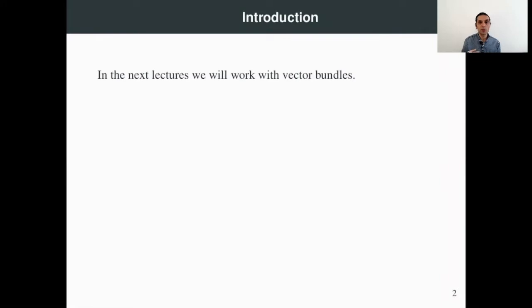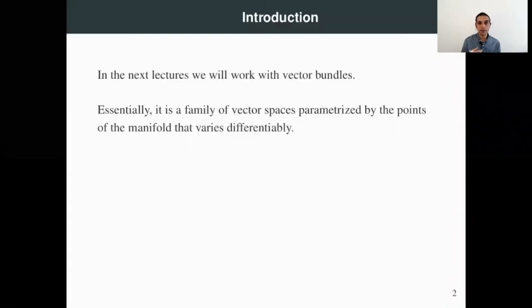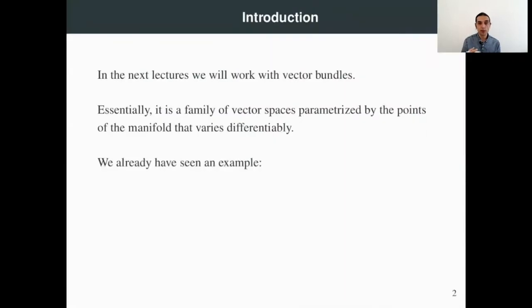In the next lectures, we will work with vector bundles. Essentially, a vector bundle is a family of vector spaces that is parameterized by the points of a manifold, and a family that varies differentiably. We already have seen an example, even if we didn't know at that point what a vector bundle is, and the example is just the tangent space of a manifold. This tangent manifold was the disjoint union of the tangent spaces of M at every one of its points, and these tangent spaces of M at x are all vector spaces whose dimension is equal to the dimension of the manifold M, right?